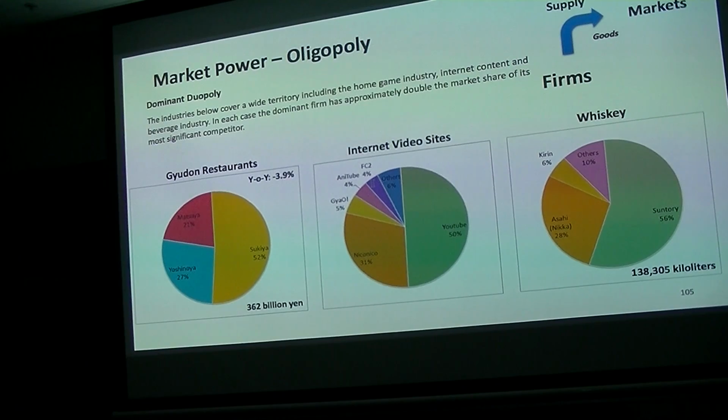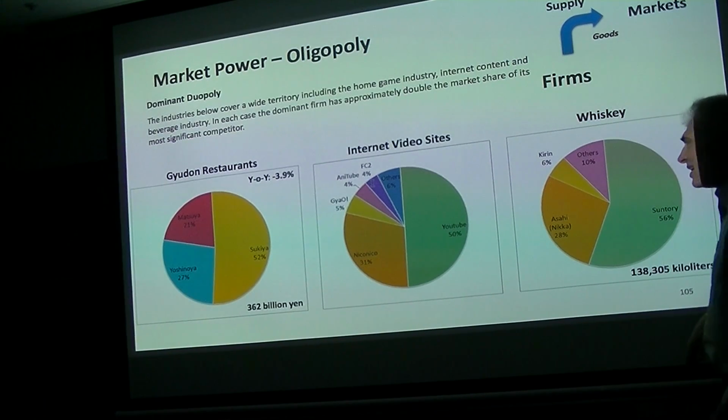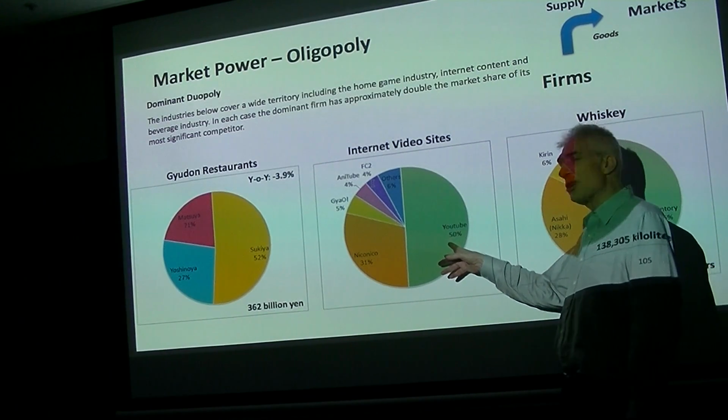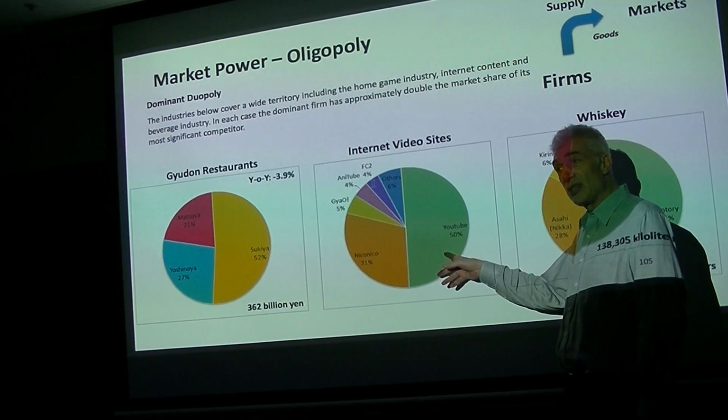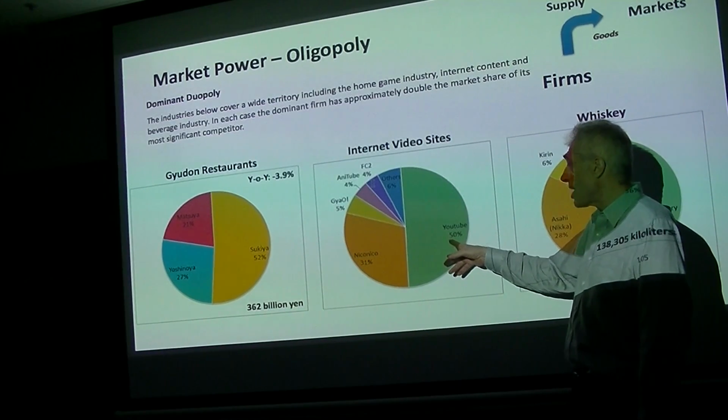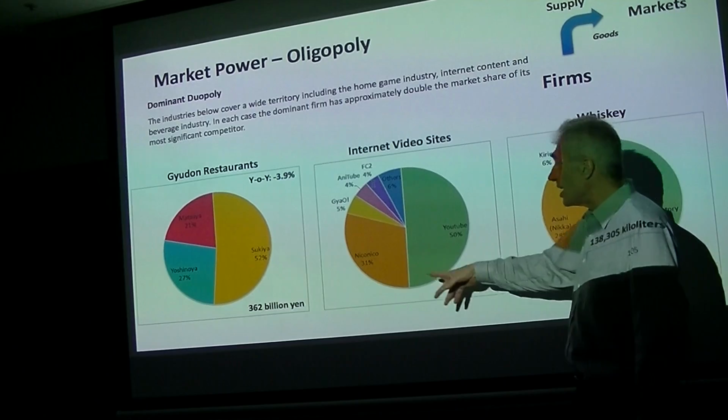And the next one we're going to look at is internet video sites. And internet video sites, this was 2 years ago. And this will be very interesting to see. YouTube had a 50% market share.